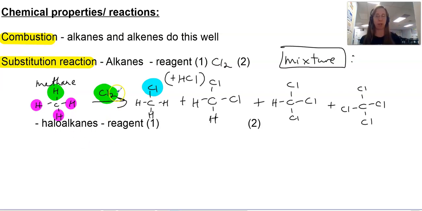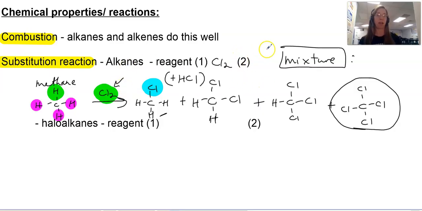If we had extra chlorine, then we'd get a lot more of this product here where all four of the hydrogens are replaced. If we had less chlorine, then we'd get more of this, but we'd probably get all of them no matter what. And so that's a first look at substitution reactions, one of the major ones that we learn that alkanes can do.